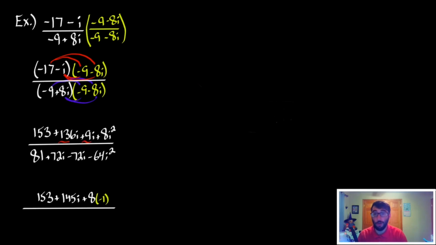This is our numerator. We can combine 136i and 9i to become 145i. And like I said, we substitute in negative 1 for i squared. We do the exact same thing with our denominator. And remember, that's why we multiply by the conjugate of the denominator, because the 72i's cancel out, which means that we no longer have an imaginary part in our denominator, which means we no longer have a radical in our denominator, which is what we need to happen. So from there, we go ahead and we keep simplifying.